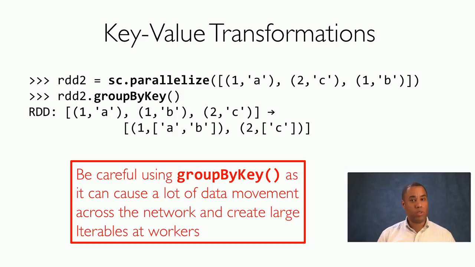You have to be very careful when using group by key, as it can cause a large amount of data movement across the network. It also can create very large iterables at a worker. Imagine you have an RDD where you have a million pairs that have the key 1. All of the values will have to fit in a single worker if you use group by key. So instead of group by key, consider using reduce by key or a different key value transformation.